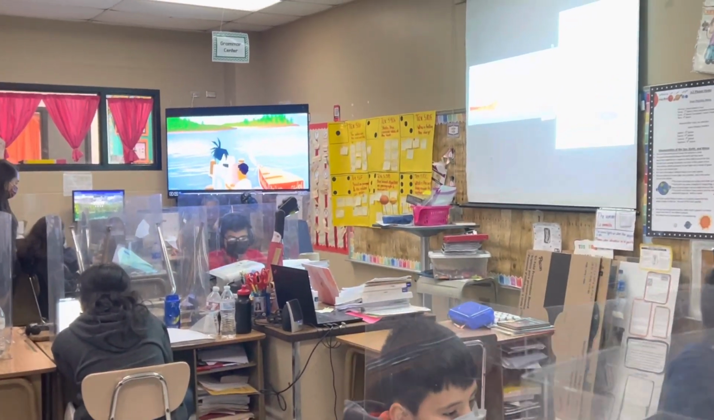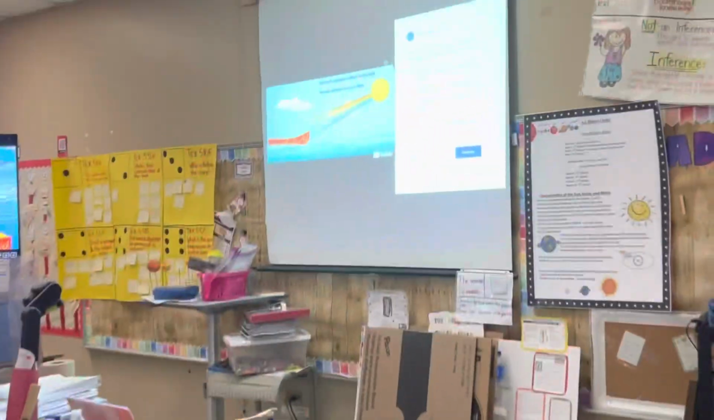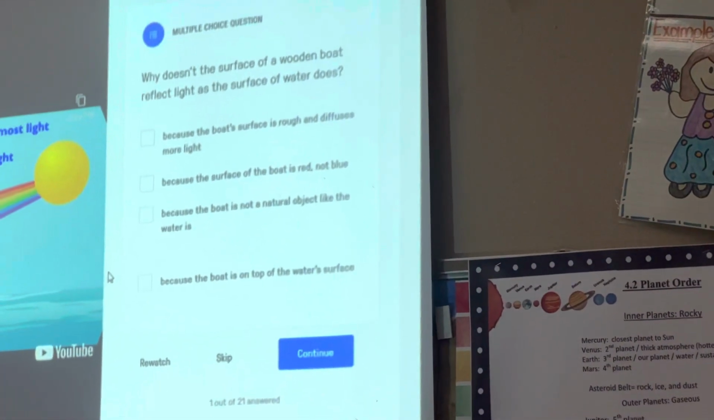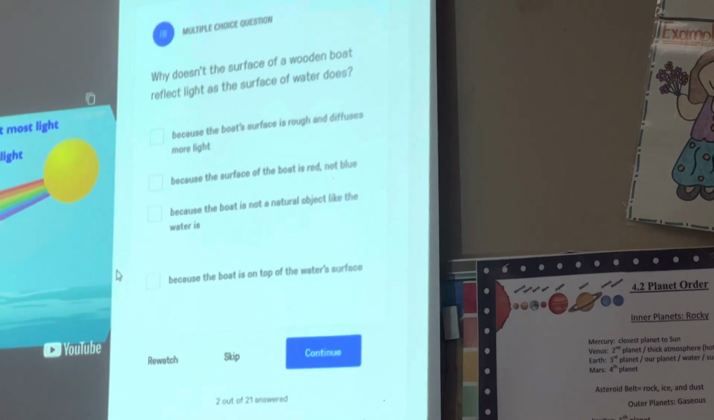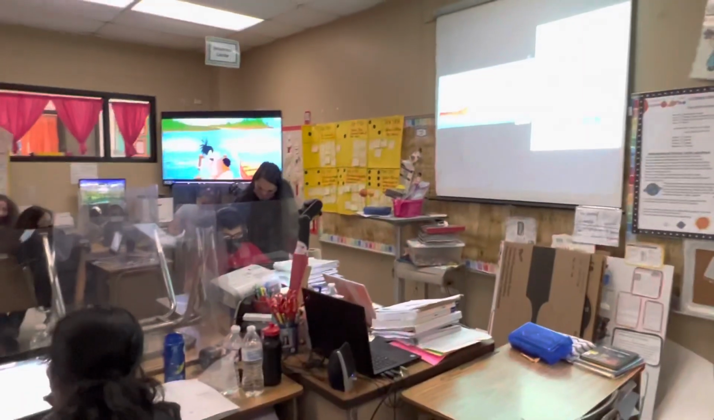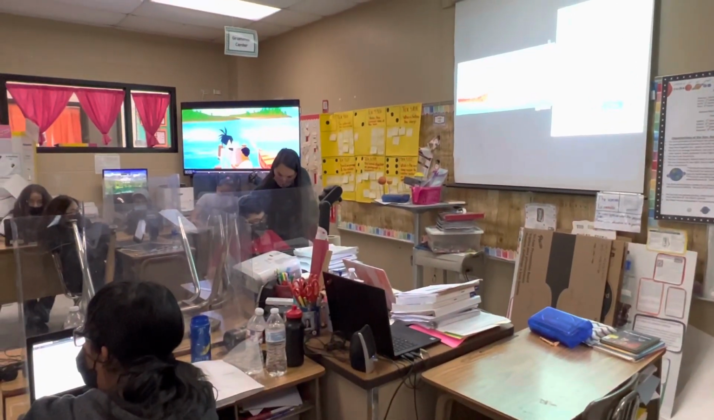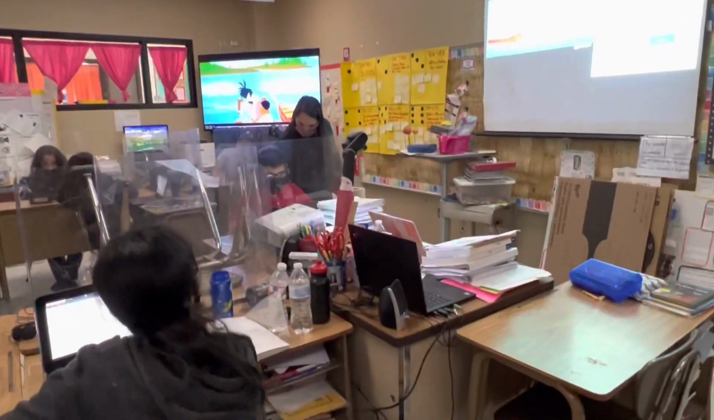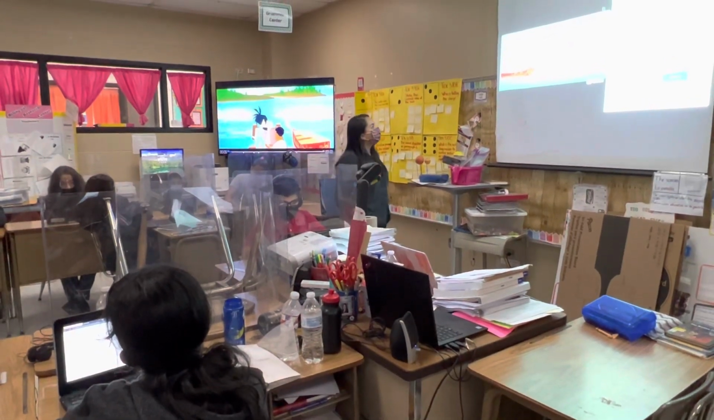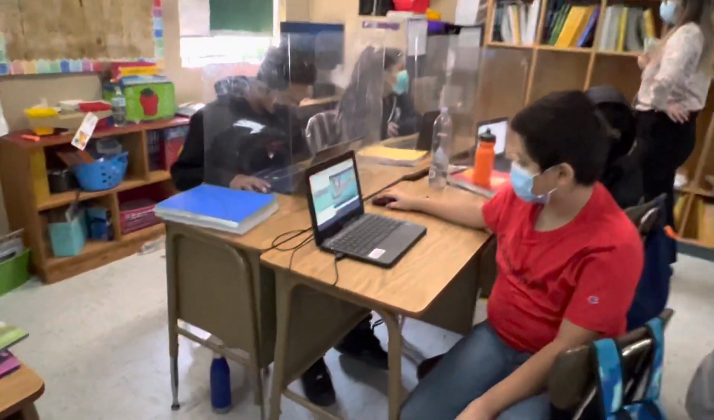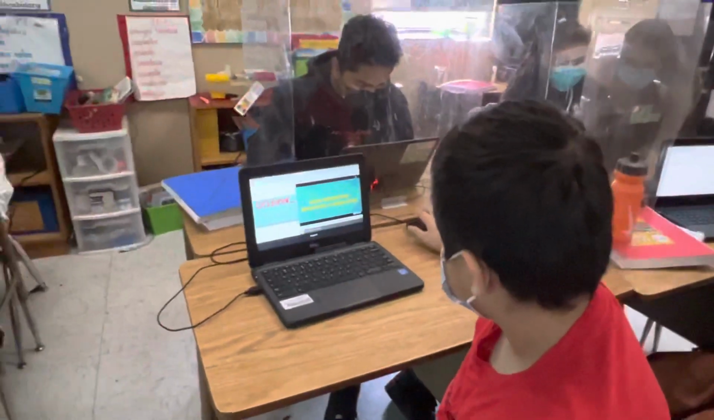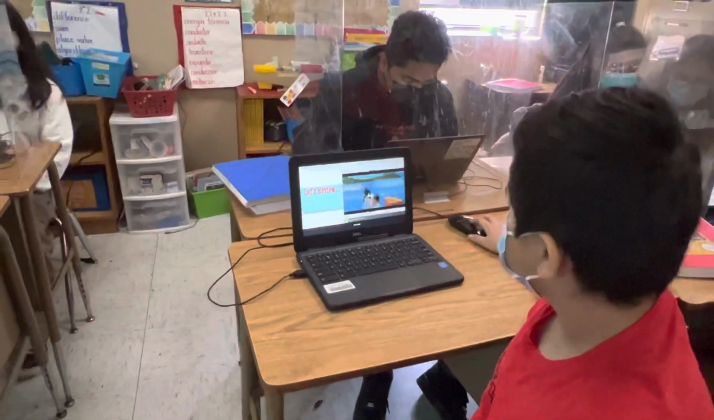Why doesn't the surface of a wooden boat reflect light as the surface of water does? So why? It's because the surface of the boat is red and not blue, because the boat is on top of the water surface, because the boat is not a natural object like the water is, or because the boat surface is rough and diffuses more light. So what do you guys think? Remember, rough surfaces scatter the light, and if it is smooth like the water, then it reflects. So why doesn't the light of the wooden boat reflect?